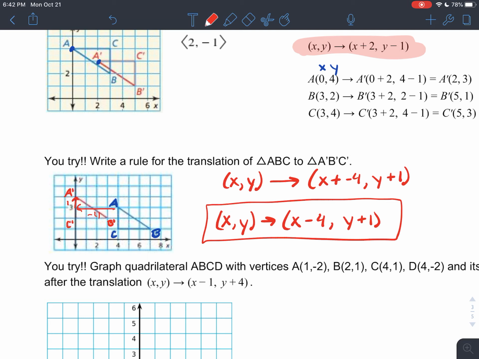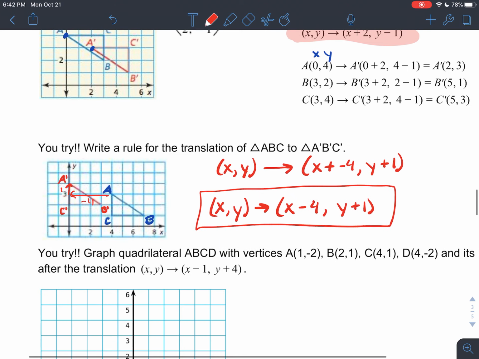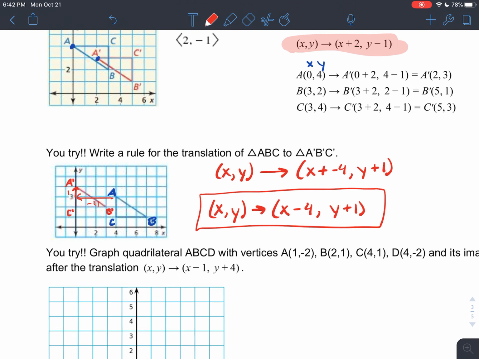So that is your translation rule for the movement. Same thing as writing negative 4, 1 in the vector notation, but we need to get in the habit of doing both, or be able to do both. All right.